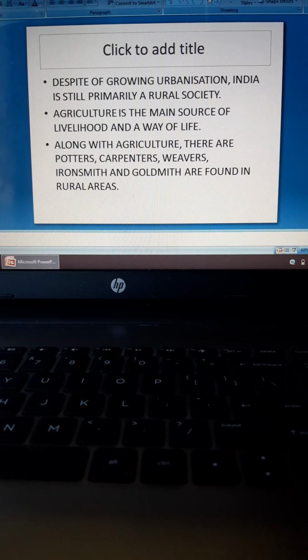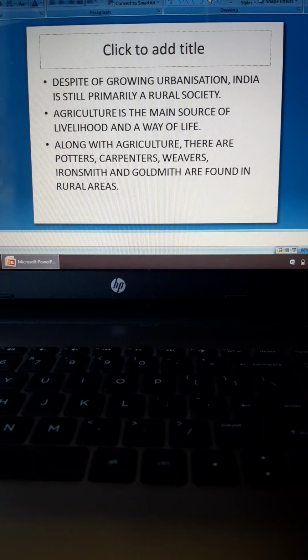So, let's begin. Despite growing urbanization, India is still primarily a rural society. The process of urbanization has been rapidly increasing in India, and despite all the new cities and towns that have been coming up, India still remains a rural society where about 70% of the Indian economy depends upon agriculture. Agriculture is the main source of livelihood and a way of life.